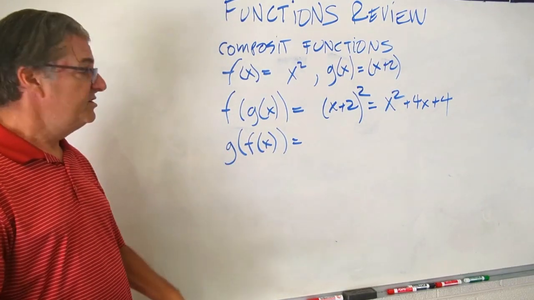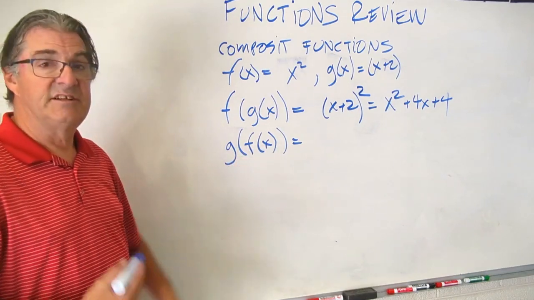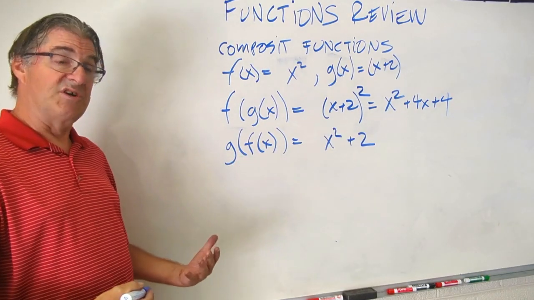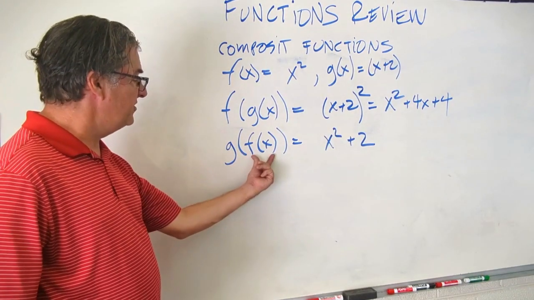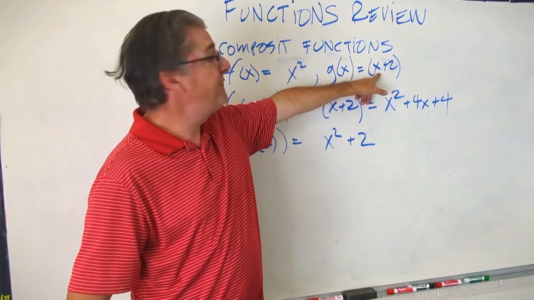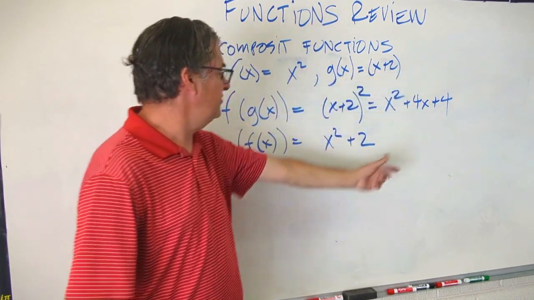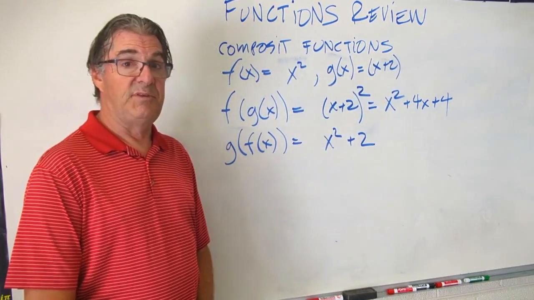Now I want you to pause the video and reverse that. Do g of f of x. Let's see what you get. Okay, this one's even more simple. We just take our f of x, we do that first. There's our x squared. Now our g of x just takes the f of x, whatever is f of x, you substitute that in for x, and you add 2. So we just have x squared plus 2.